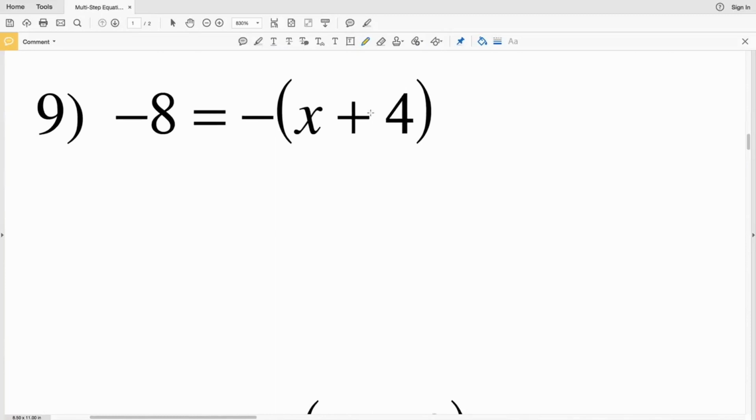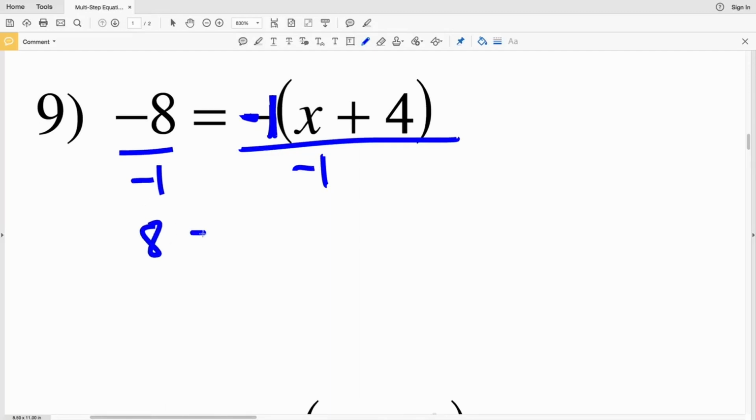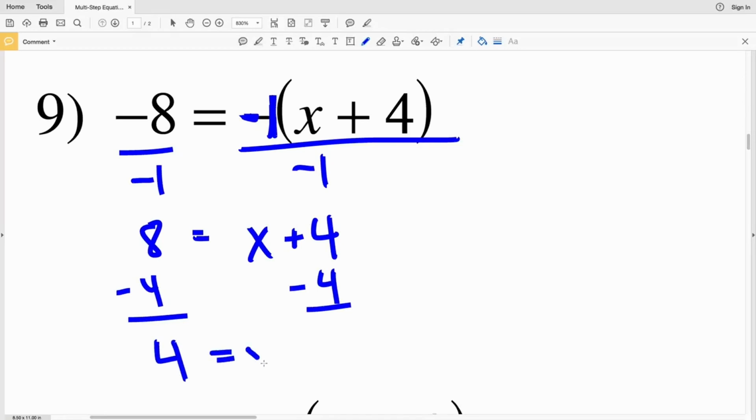On to number 9, we have negative 8 equals negative x plus 4. So saying negative x plus 4 is almost as if we're multiplying x plus 4 by a negative 1. So we're going to divide it by negative 1 at the start. Negative 8 divided by negative 1 is a positive 8. A negative 1 divided by negative 1 is a positive 1. And 1 times x plus 4 is x plus 4. Then we can subtract 4 from both sides to get that 4 is equal to x.